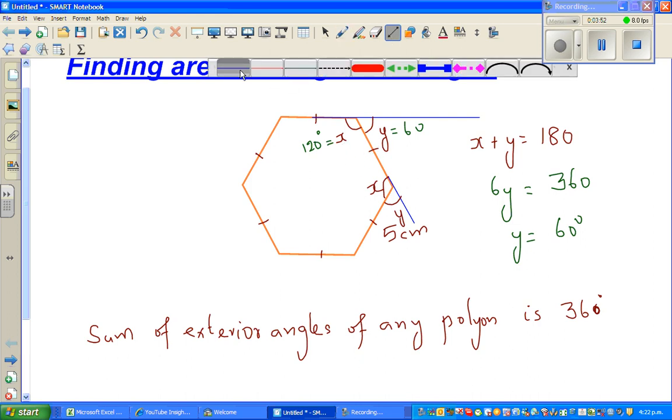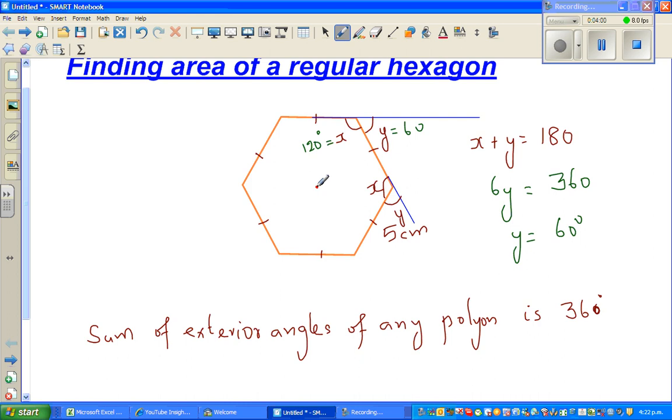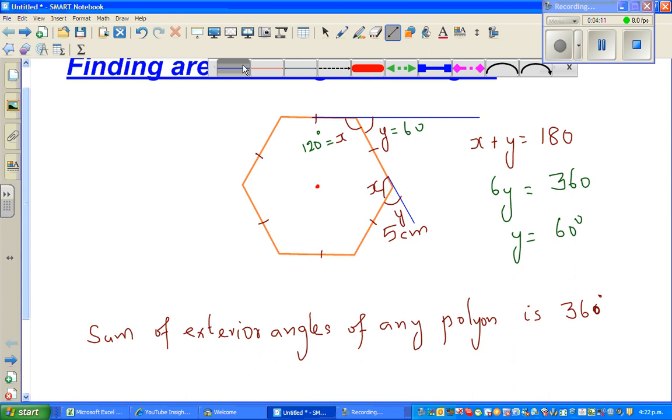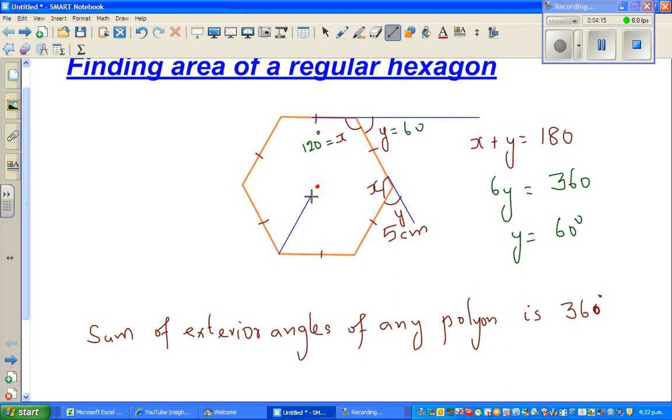Now I'm going to split this. Suppose this is the center, or rather a point which is equidistant from all the vertices. If I draw a triangle here, can you understand that this hexagon can be split into how many? Let me show you. This is one triangle, this is the other triangle. It's very difficult to draw, so I hope you understand the idea. This is the third, the fourth, the fifth and the sixth. So you have 6 equal triangles.